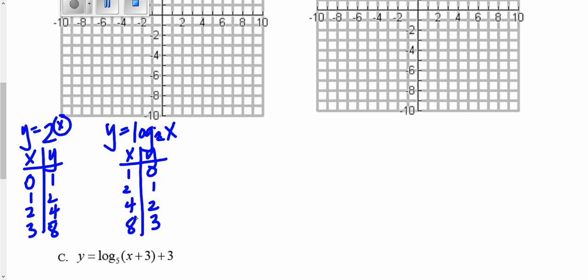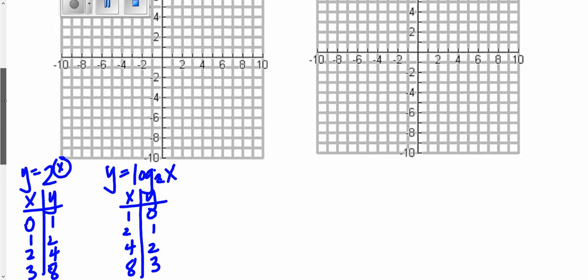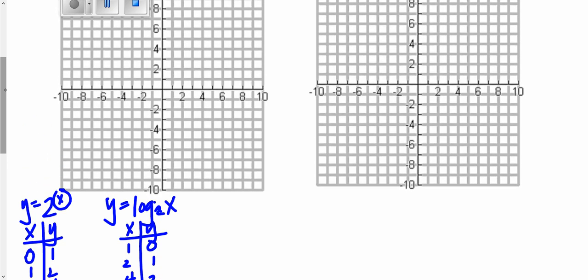Since, like I said at the beginning, this was a parent function graph with no transformations, we can stop there, and we'll go ahead and graph these points. So we have 1, 0, we have 2, 1, we have 4, 2, and then that last one was 8, 3.